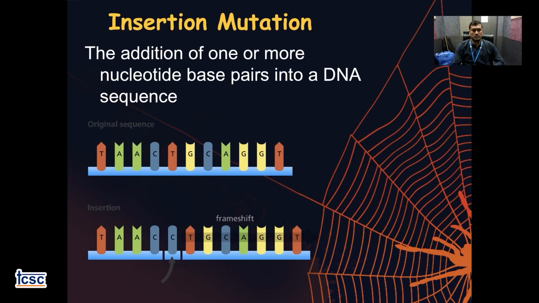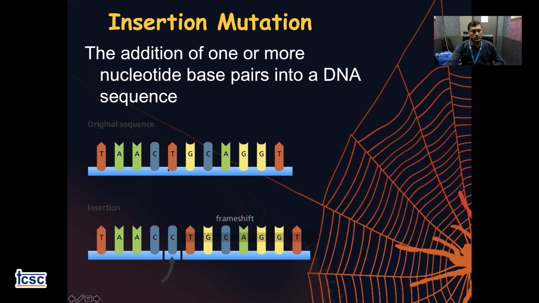Insertion mutation. Insertion mutation means simply the addition of nucleotides. That is called the insertion type of mutation. Here you can see the original sequence and the sequence after insertion. An extra C is there. C stands for cytosine.